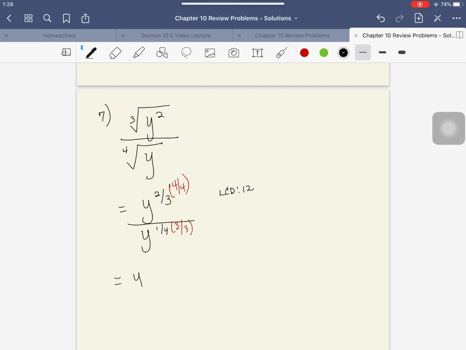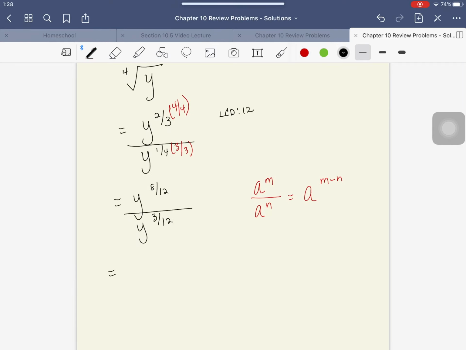So now I have y to the 8/12 over y to the 3/12, and I'm going to use the quotient rule. So a to the m over a to the n is equal to a to the m minus n. So this will equal y to the 8/12 minus 3/12 is y to the 5/12. So again, pay attention to the instructions because you may be able to leave it this way, or if you have to rewrite it in radical form, it'll be the 12th root of y to the 5th power.